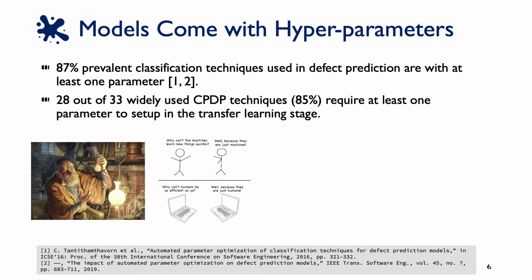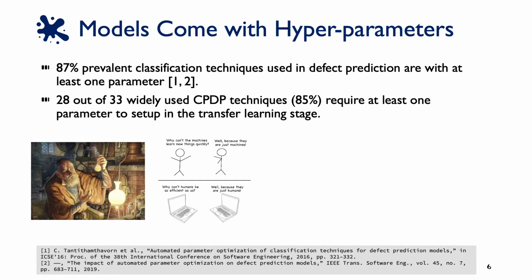So everything sounds so good, but machine learning is not really like the magic box we expect. Normally, there are some parameters associated with the machine learning algorithms. The setting of them can largely influence the prediction accuracy. As stated in some recent work, 87% of classification techniques used in defect prediction come with at least one parameter. From our statistics, 85% of widely used CPDP techniques require at least one parameter to set up in the transfer learning stage. In this case, you can see why someone called machine learning an alchemy instead of a science.